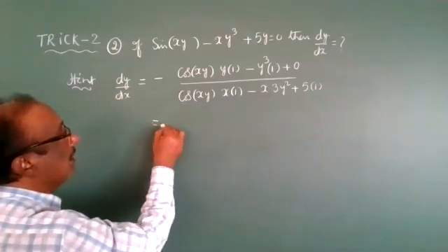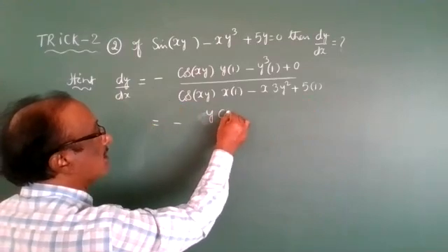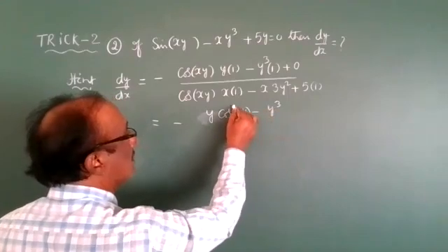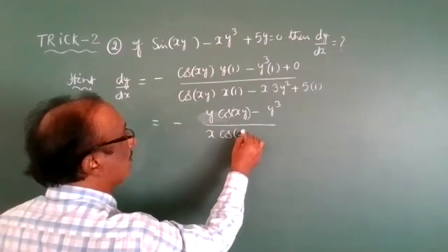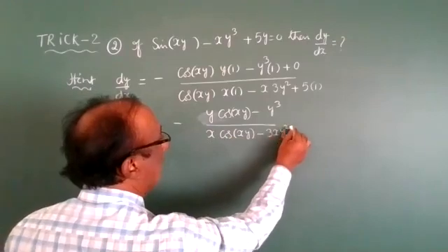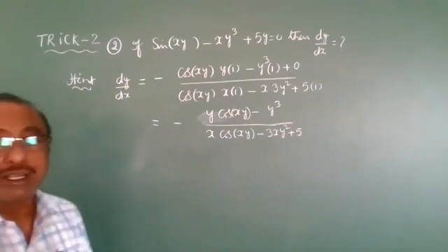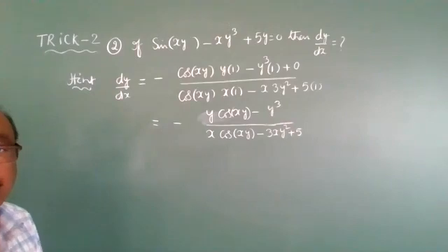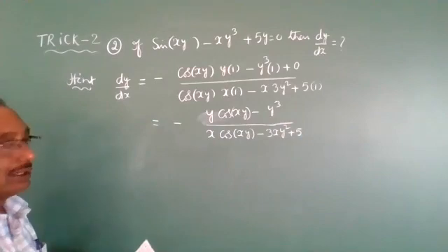The answer is completed. Minus of y into cos of xy minus y cube, by the denominator x into cos of xy minus 3xy square plus 5 is the required answer. No need to take common terms and separate, or bring to the right side and divide. Now very simply it is completed. Right, I go through the third problem.